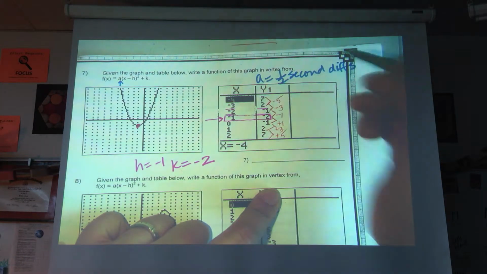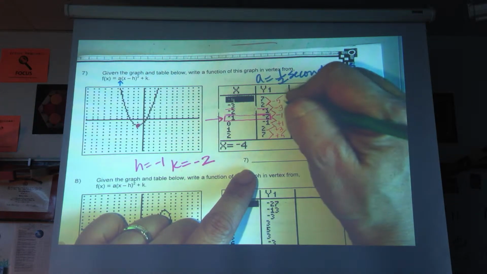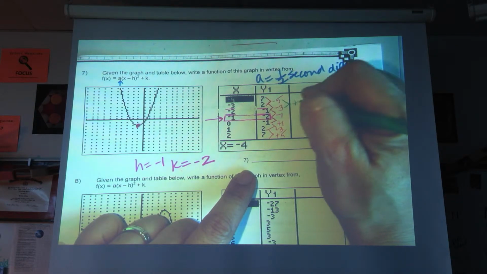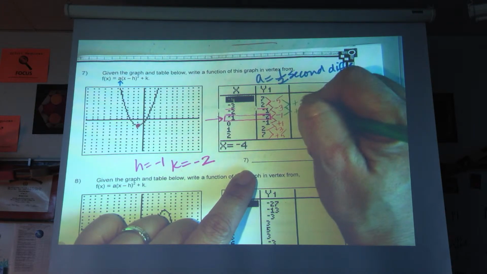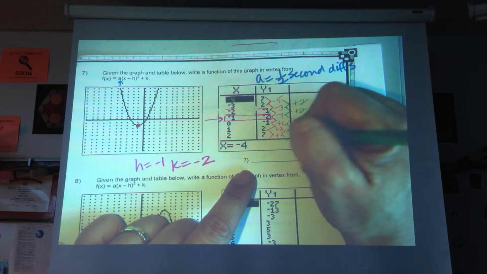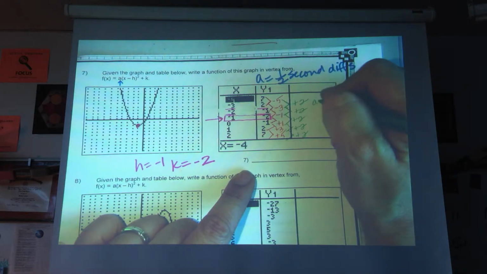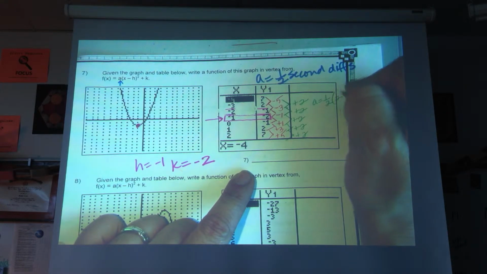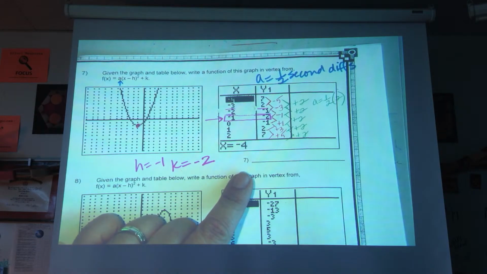Second differences, from negative 5 to negative 3, I would have been adding 2. And it looks like that adding 2 is consistent all the way through. So a is going to be equal to half of 2. A is equal to half of the second differences. So my a value in this case would be 1.